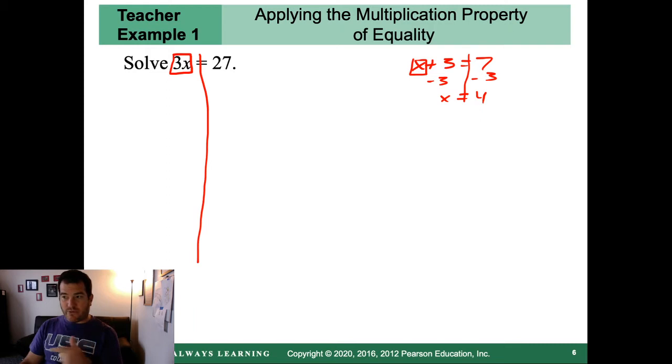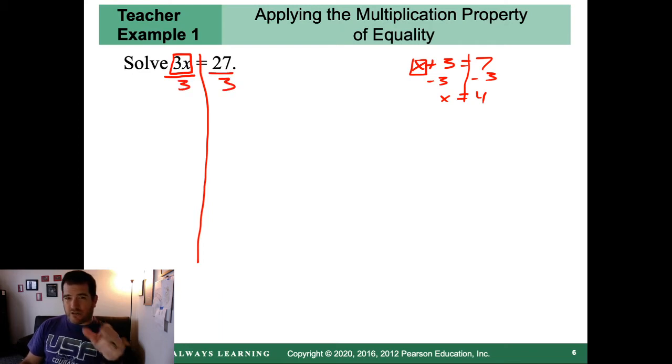Here, what you have to remind yourself is what is happening between the 3 and the x. Are they being added? I don't see a plus sign. Are they being subtracted? I don't see that. Are they being multiplied? I don't see a multiplication sign, but maybe. Or are they being divided? In this case, I think you would all agree they're being multiplied. So we have to do the opposite of multiplication, which I consider to be division, and we're going to divide both sides by 3.